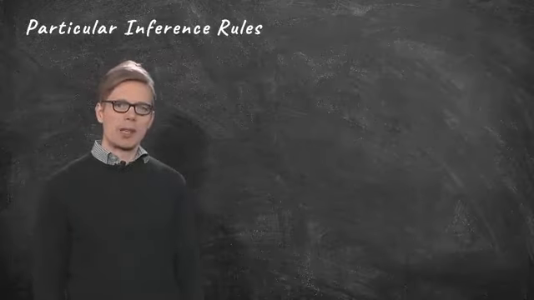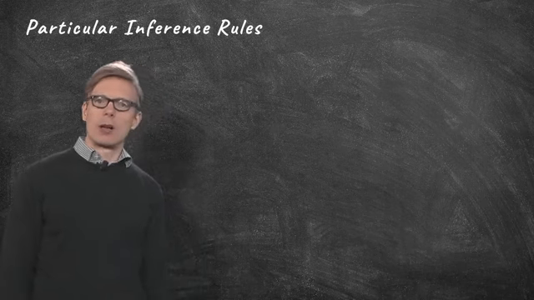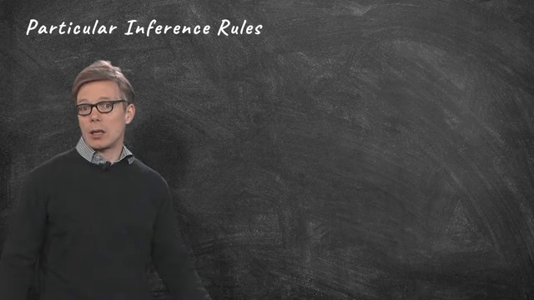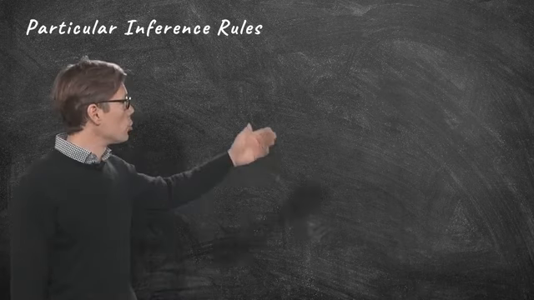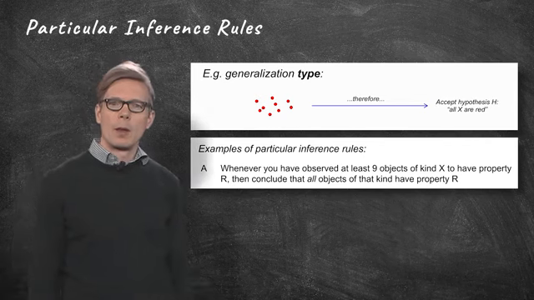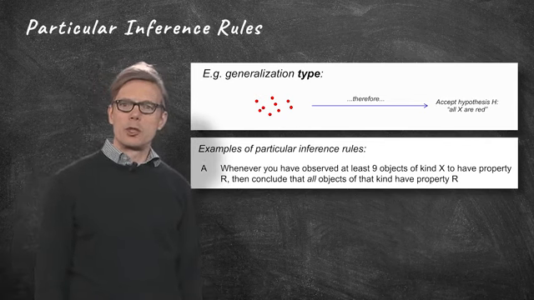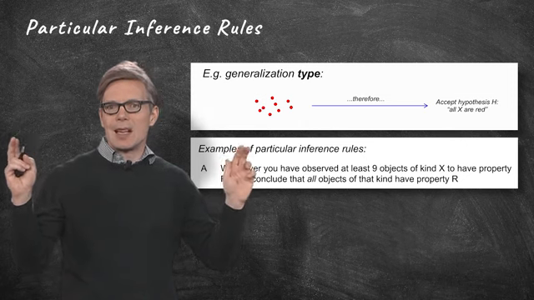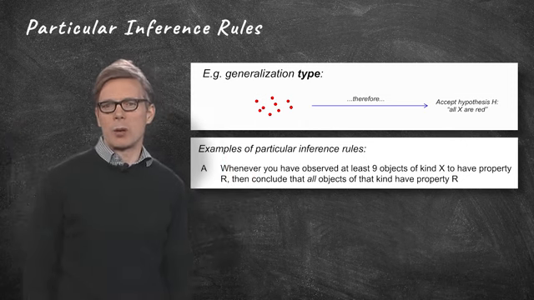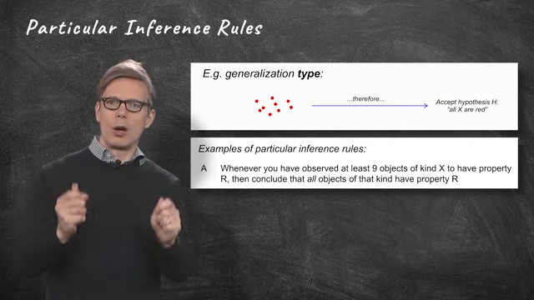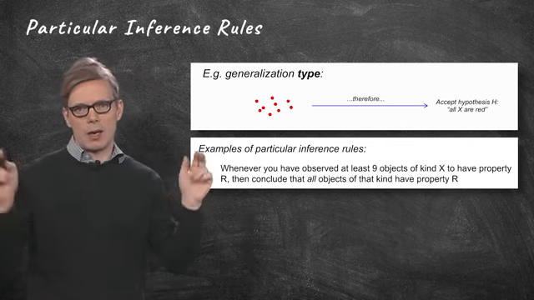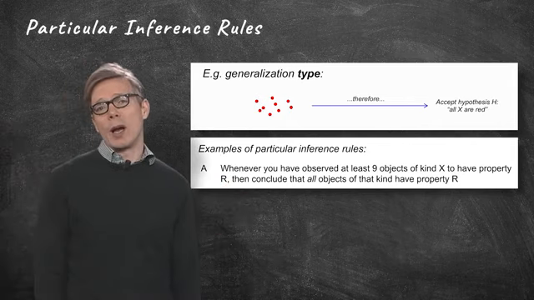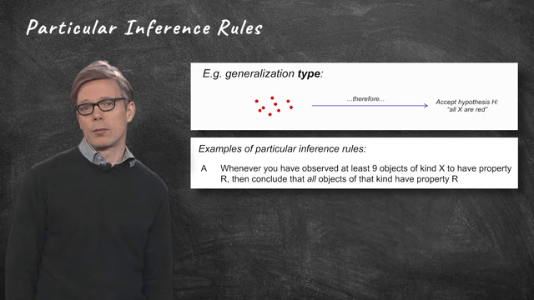In the last lecture, I presented some types of inference rules and categorized them as either inductive or deductive. For each type, there are many particular inference rules. Take, for example, generalization. One particular instance of a generalizing inference rule is whenever you have observed at least 9 objects of kind X to have property R, then conclude that all objects of that kind have property R. That's probably a pretty bad rule because 9 is quite a small number of observations.